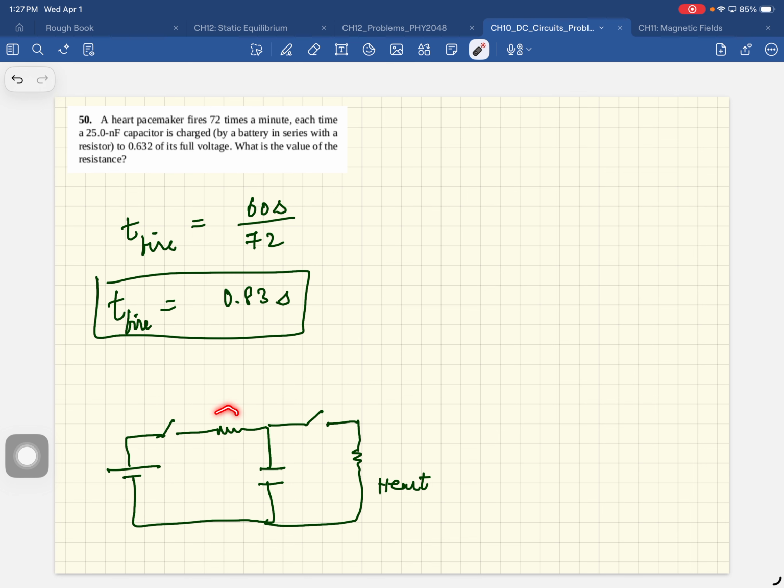So what we're trying to find is this resistor, the charging resistor. For instance, in your flash camera circuit, when your camera is blinking orange, the capacitor is being charged. The larger this resistor, the longer it takes to charge, and then you discharge it through here. So this resistor determines the charging time, which is 0.83 seconds. And how does the charge on this build up?